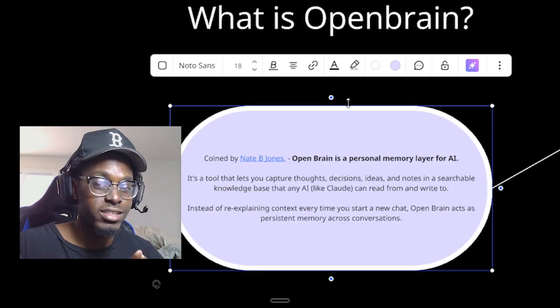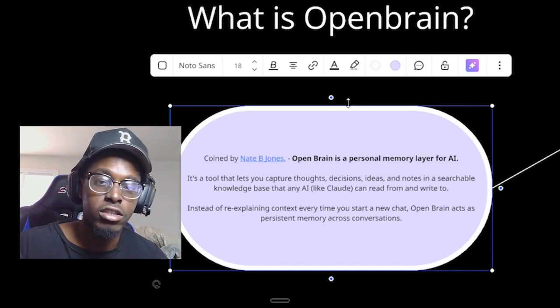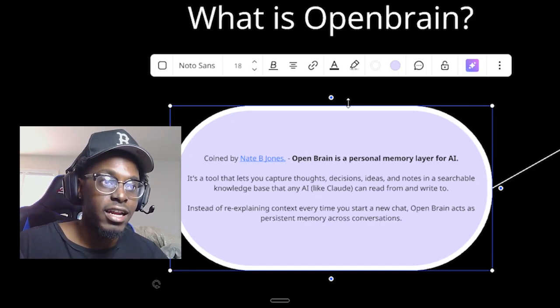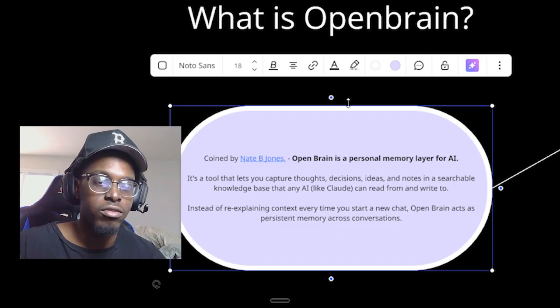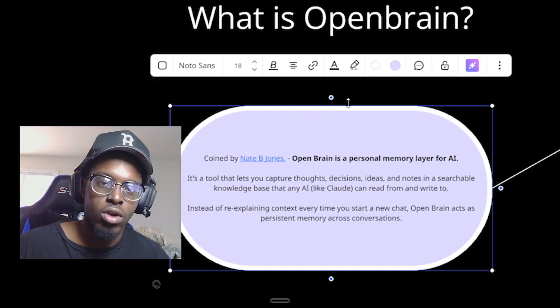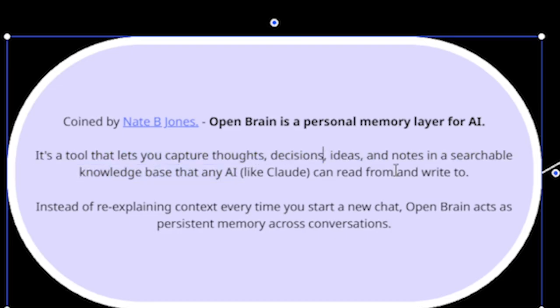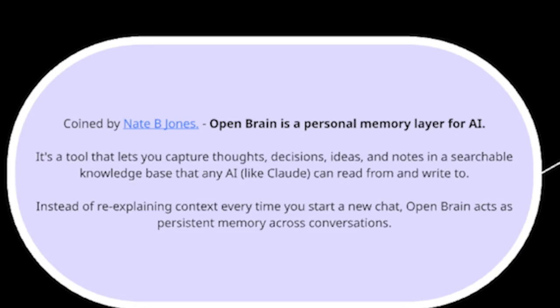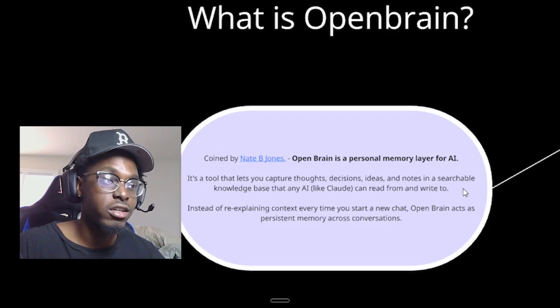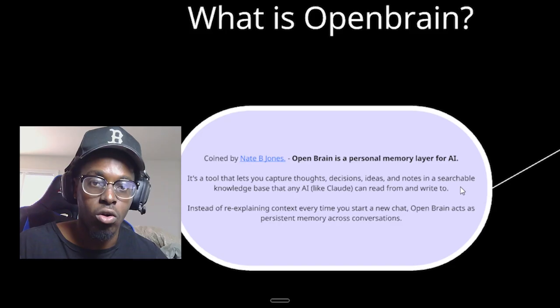But something that's been really saving me time these past few months, while learning about AI and the new tools that are right in front of us, is that I always constantly have to remind the AI what my mission is, what I'm trying to do. Essentially, Openbrain is a tool that lets you capture your thoughts, decisions, ideas, and notes in a searchable knowledge base that any AI like Claude can read from and write to. Instead of re-explaining context every time you start a new chat, Openbrain acts as a persistent memory across all conversations.